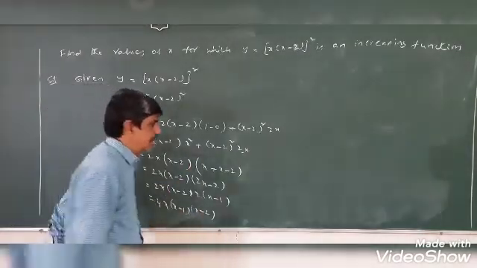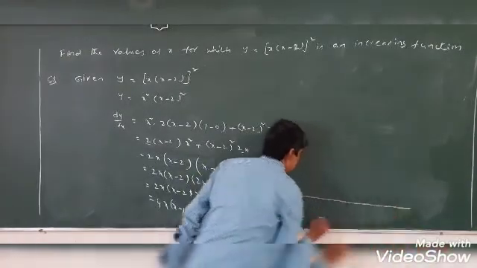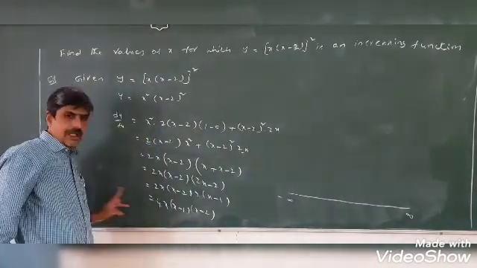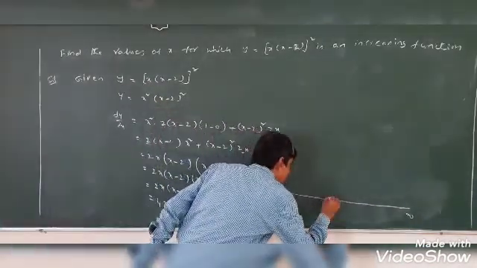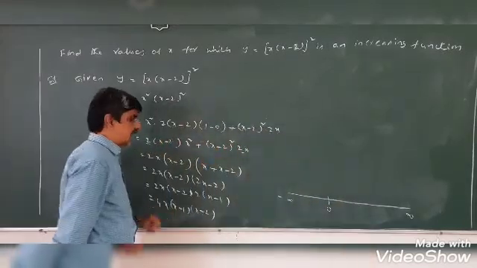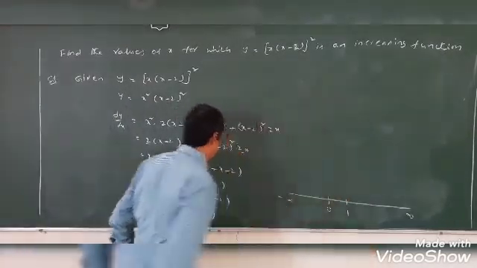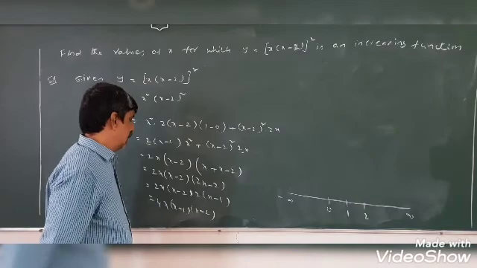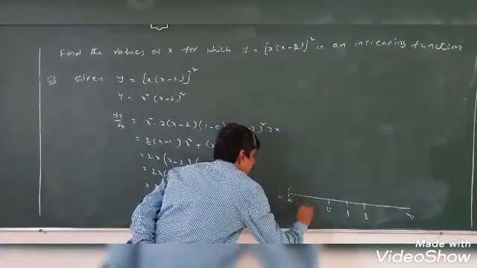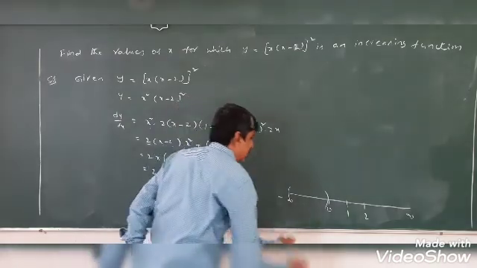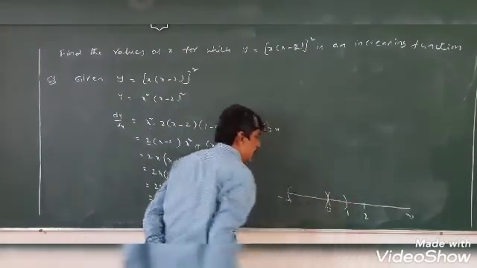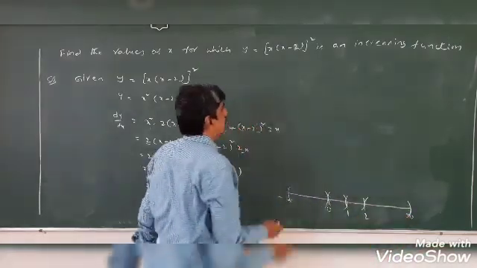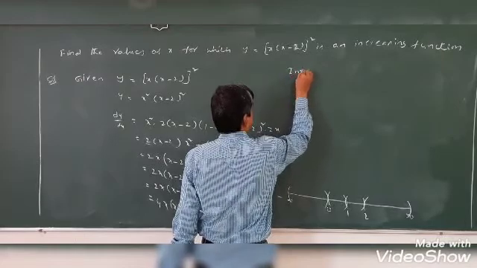4 is never 0, and the real number scale is minus infinity to infinity. So here 4 is never 0. Then x is equal to 0. x minus 1 is equal to 0 means x is equal to 1. x minus 2 is equal to 0 means x is equal to 2. So this real number scale is divided into intervals: minus infinity to 0, 0 to 1, 1 to 2, and 2 to infinity. So take the table.